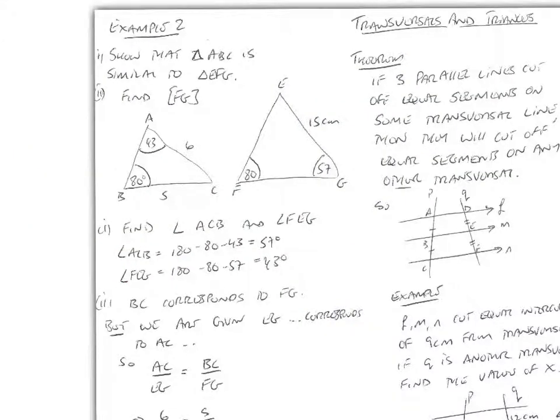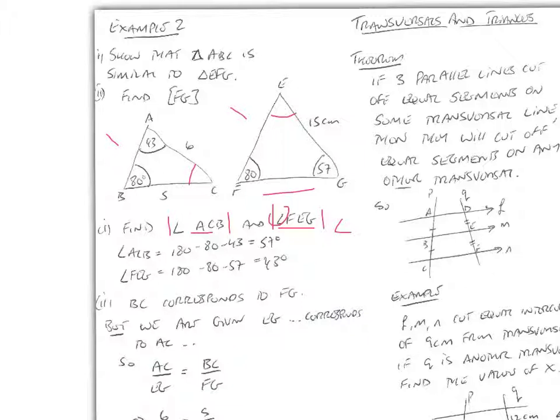Okay, second example then. Show that triangle ABC is similar to triangle EFG. Okay, and then find FG. So first of all, if we find what this angle ACB is equal to, and this angle FEG, remember now this symbol here is for angle, and sometimes we'll put those two lines either side of that whole notation just so that it's the size of the angle, and sometimes I'll just leave it out.